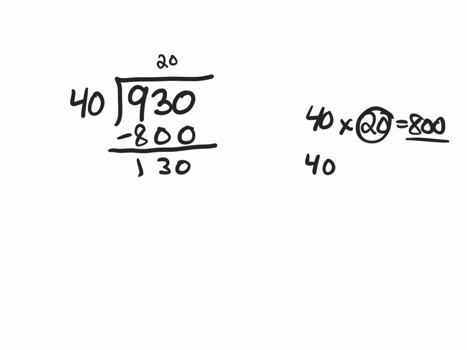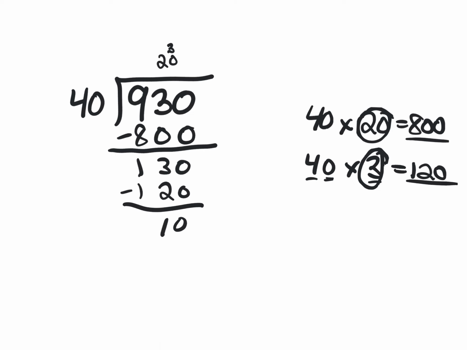Well, I know 40 times 10 is 400. That's too much. 40 times 5 would be half of 400, that would be 200. That's still too much. Let's see. 40 times 2 is 80. 40 times 3, oh, I think we found our winner, because I know 4 times 3 is 12. And we know this 0 can come over here. So 3 is my next partial quotient. And this 120 is going to get subtracted.